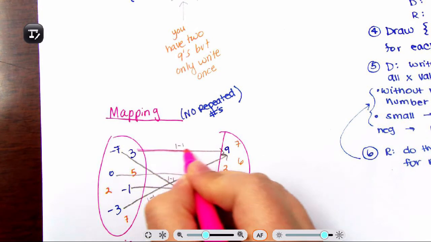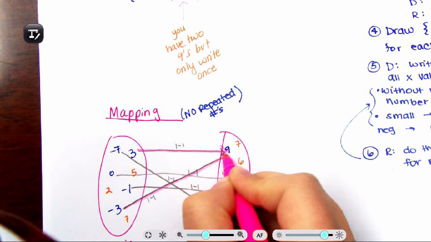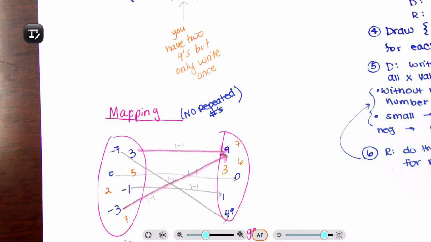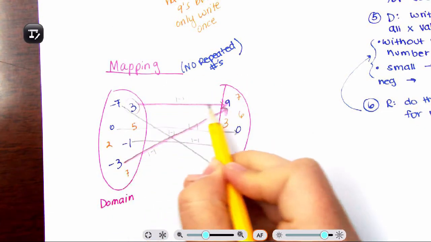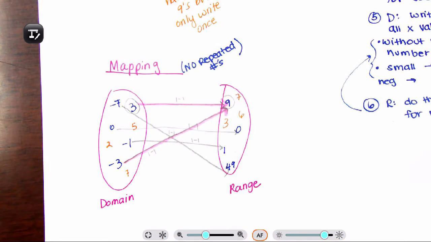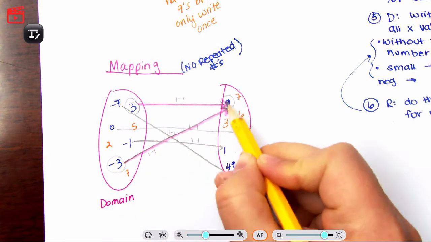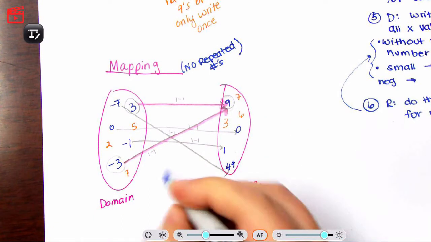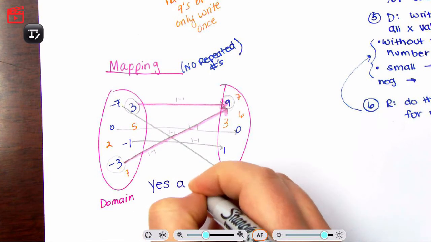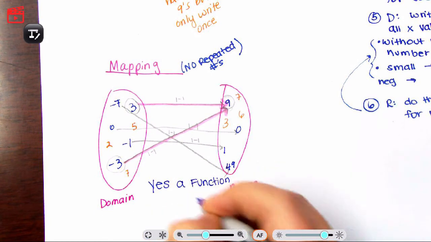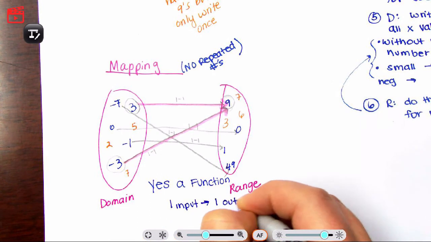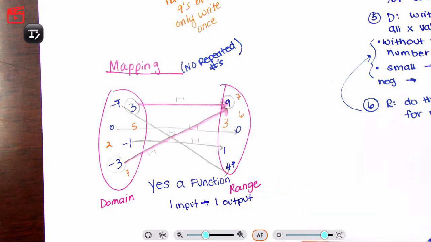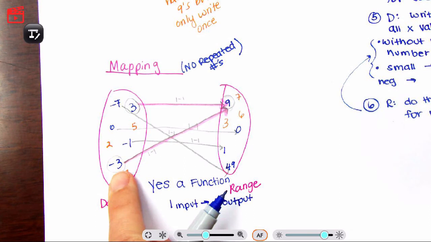Notice that 3 goes to 9 and -3 goes to 9 as well. So is this a function? This is a tricky question. 1 input goes to 1 output. 1 input goes to 1 output. So this is, yes, a function, because we have 1 input goes to 1 output. Even though the output is shared, you are only having one x value. Okay, so keep that in mind.